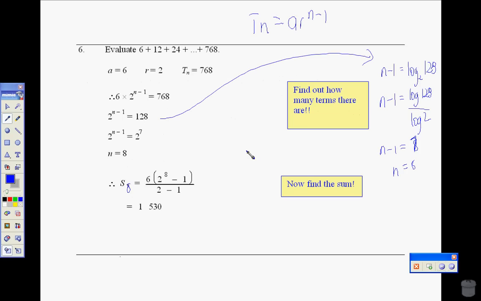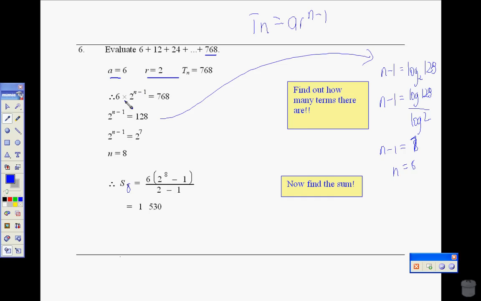Okay, this time we're told to evaluate this series, but we don't know the actual number of terms in the series. So this is a problem that's twofold. Firstly, we've got to find out how many terms there are. We know a, we know r. We can see that 6 times 2 is 12, 12 times 2 is 24, and so on. But how many terms does it take to get to 768? We know that 768 is a term in the series, so 6 times 2 to the power of n minus 1 would equal 768.